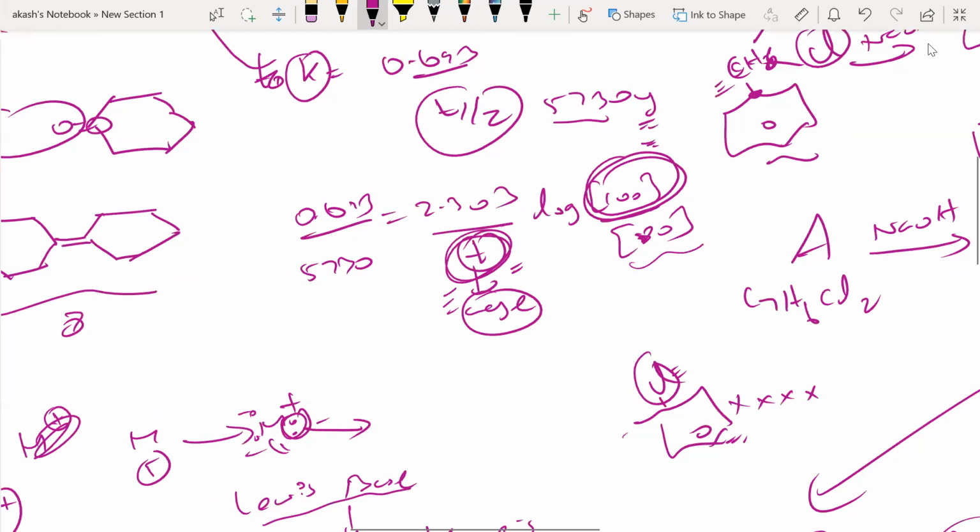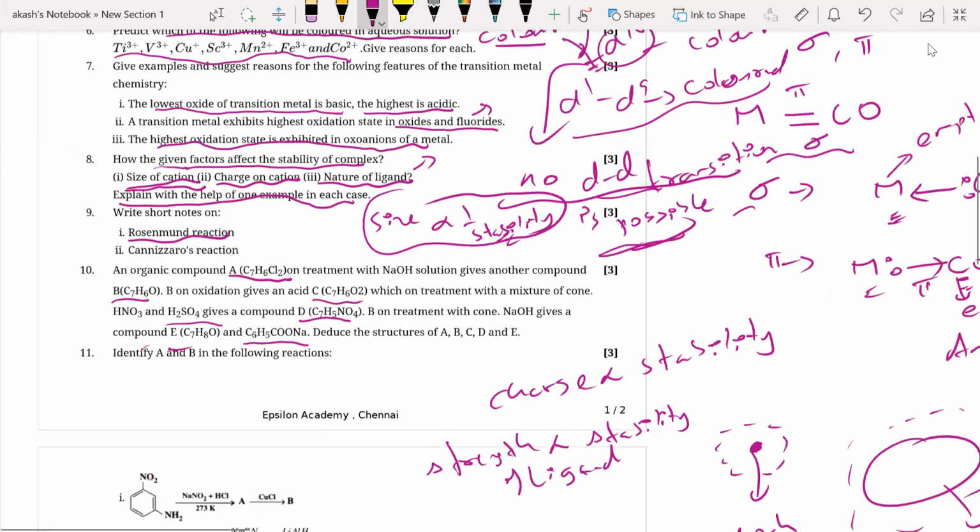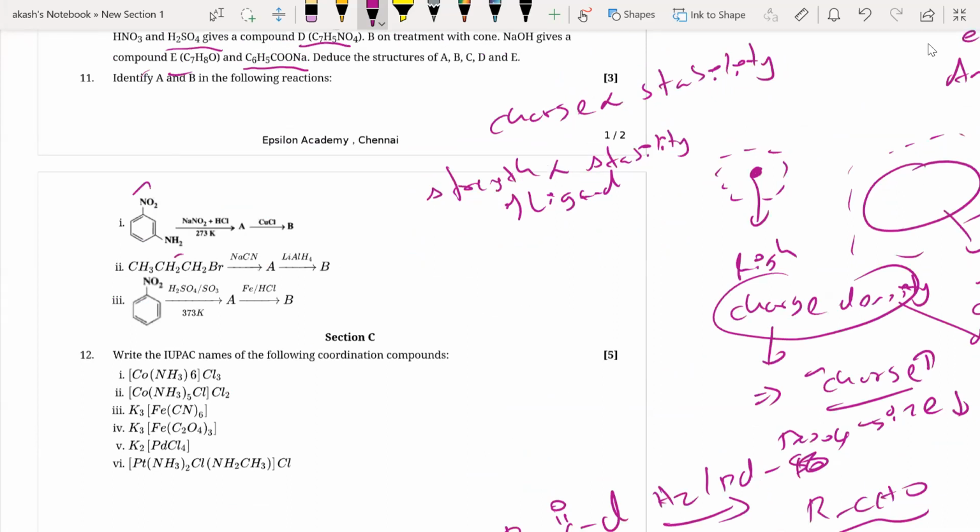Identify A and B in the following reaction. Okay, we have NO2, we have NH2, we have NaNO2 plus HCl. This is diazonium salt, which is not there in the syllabus. Okay, don't worry about it.